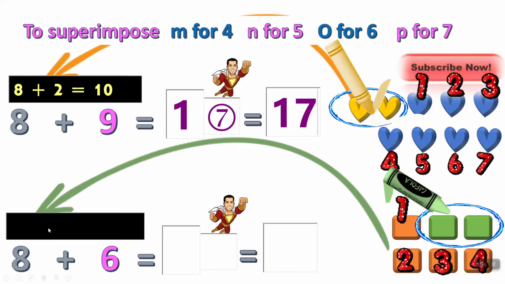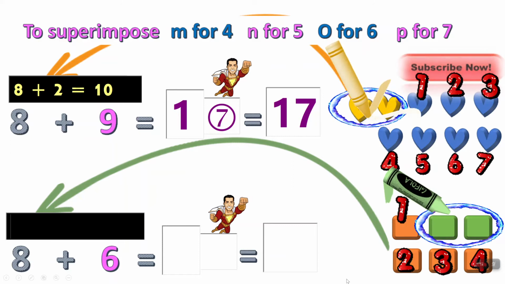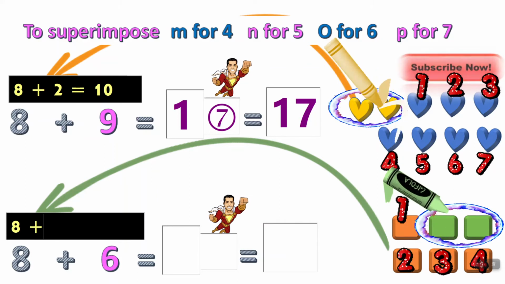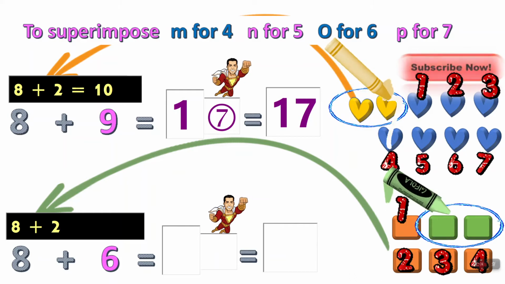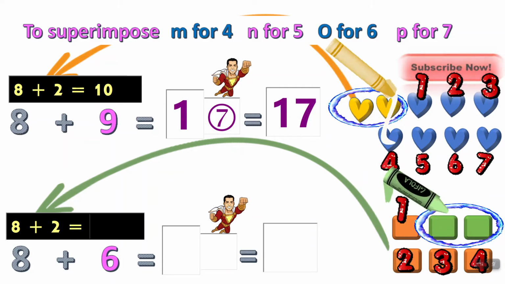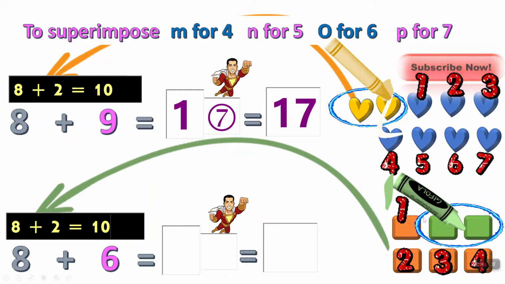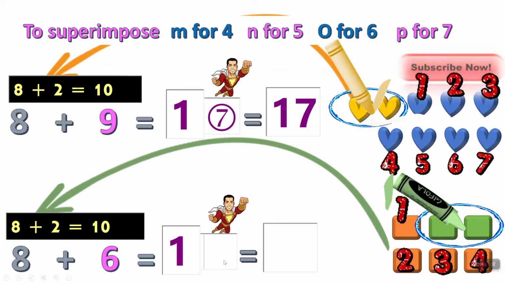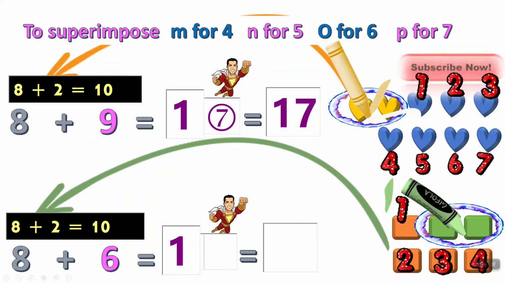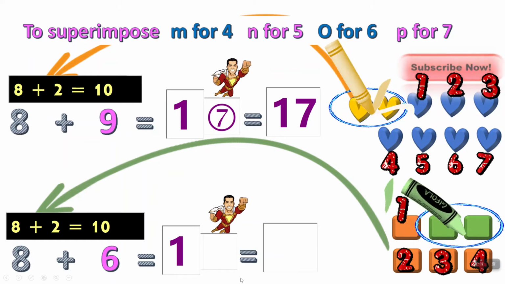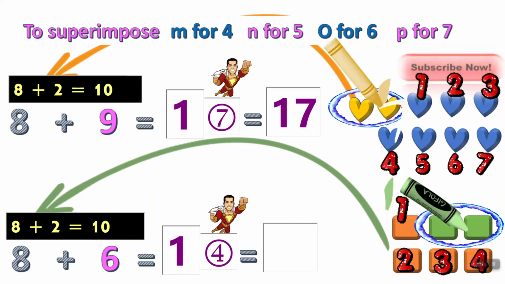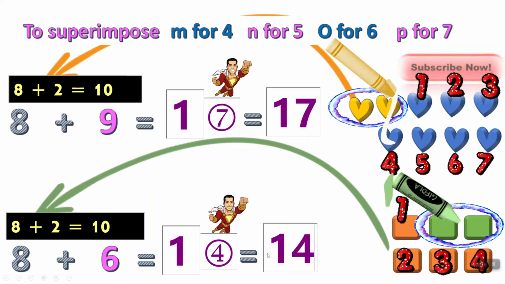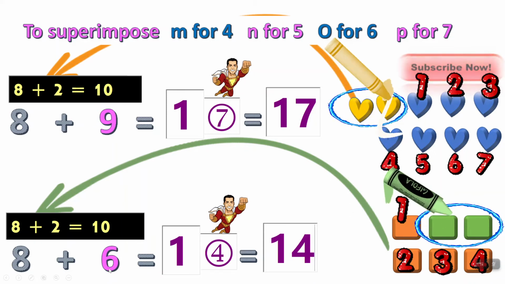So let's write the statement first. So we have 8 plus 2 equals 10. So that means we have 1 first. And what are we superimposing? 4. And to do that, all right, here we go, and then we write 14. That's good. So let's go to the next one.